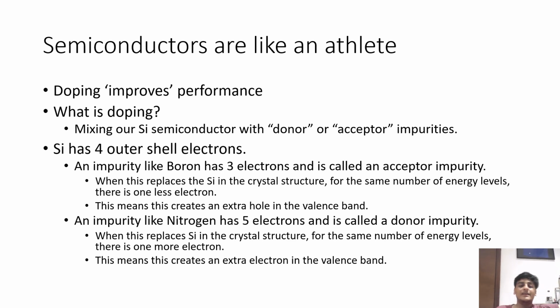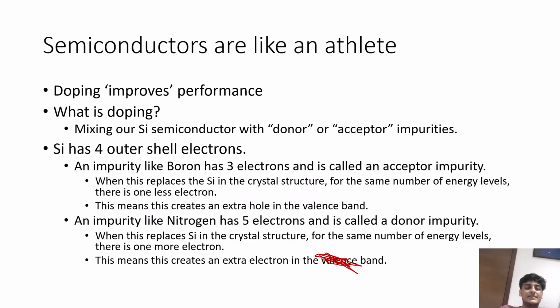Similarly, now if you have an impurity like nitrogen, nitrogen has 5 electrons. So when the nitrogen replaces the silicon in the crystal structure, for the same number of energy levels in the band diagram, you have one extra electron. Now this extra electron does not have anywhere to go in the valence band, right? Because the valence band is already completely filled, and this means that the extra electron gets created in the conduction band. Just note this typo: this is not valence band, it's conduction band, because the valence band is already full. I must have copy pasted from above, that's why the typo has come.